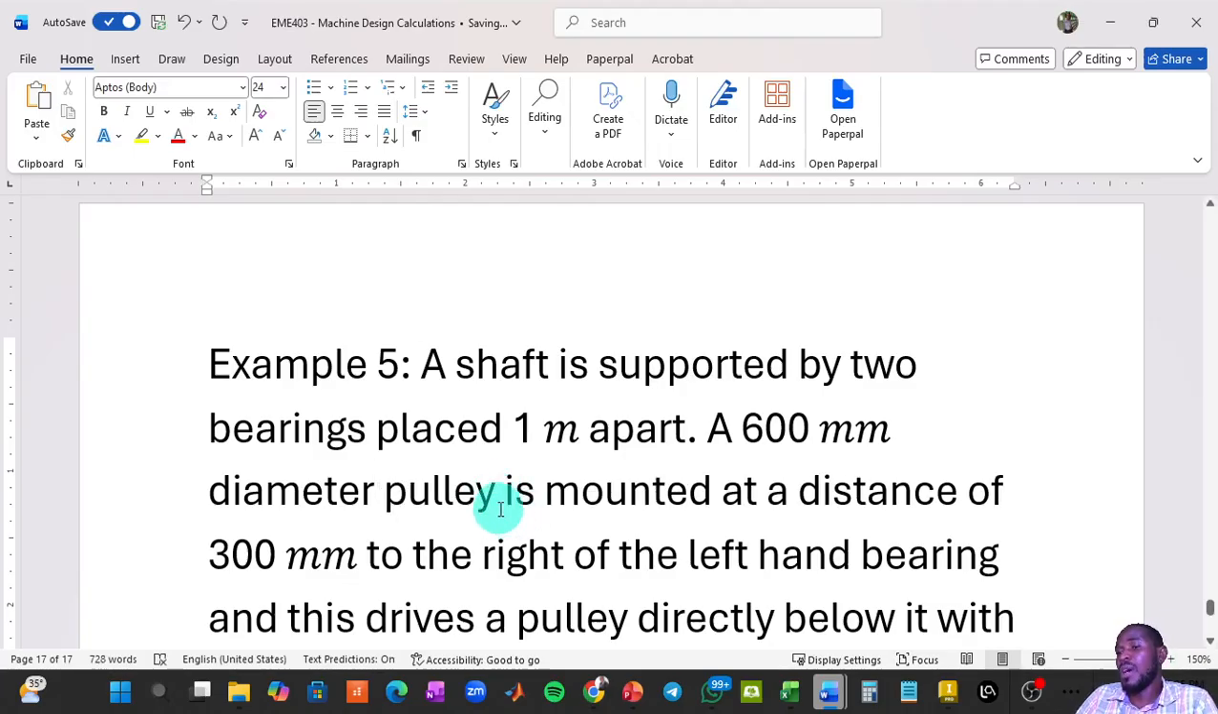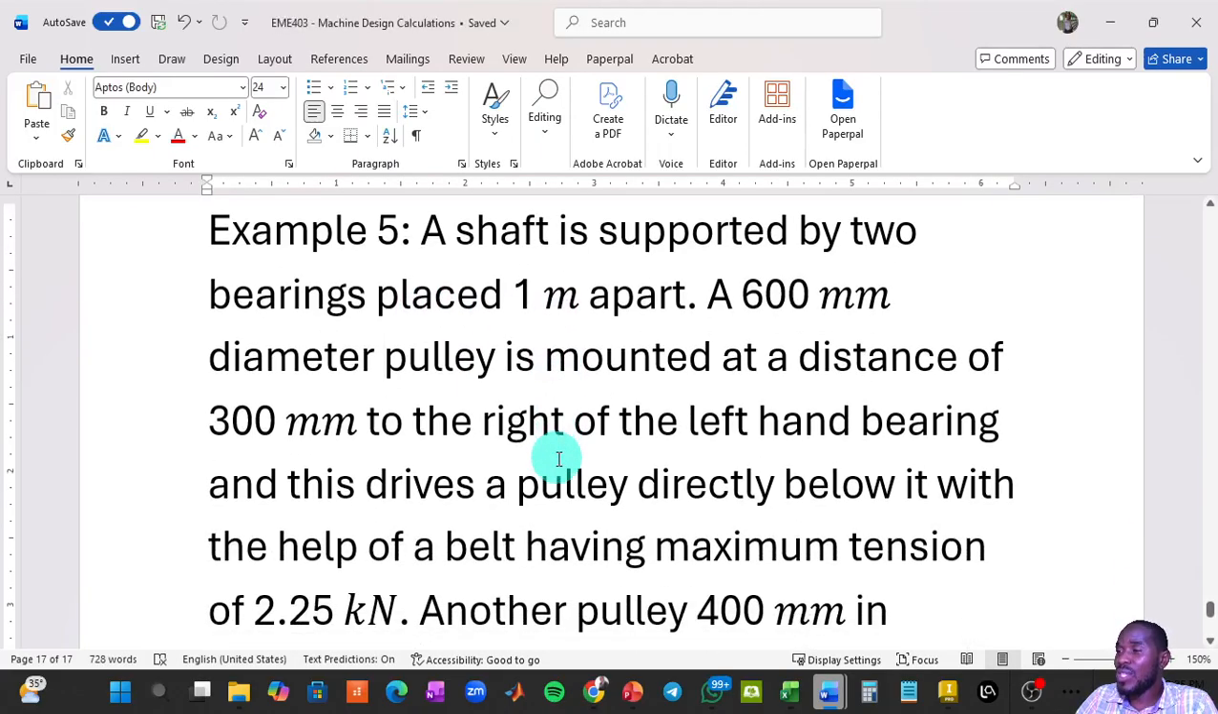The shaft is supported by 2 bearings that are placed 1 meter apart. If you convert that to millimeters, that makes 1,000 millimeters, right? Now, a 600 millimeter diameter pulley, so the diameter of this pulley is 600 millimeters, right? It's mounted at a distance of 300 millimeters to the right of the left hand bearing. So you need to begin to create an image in your mind that describes what's happening.